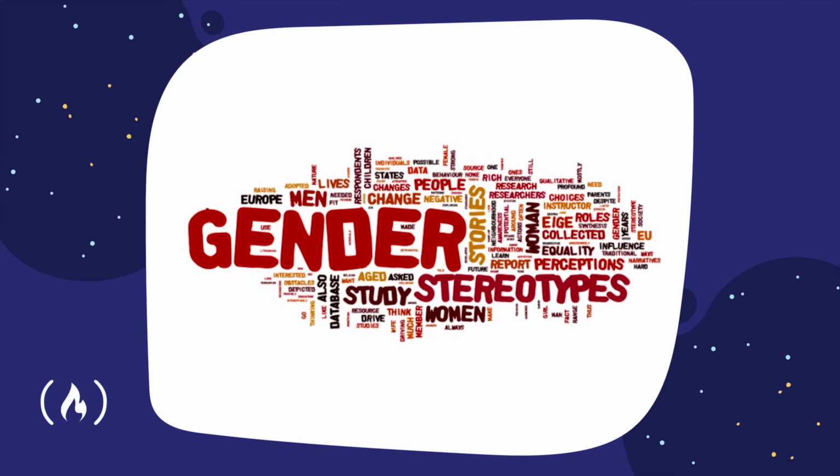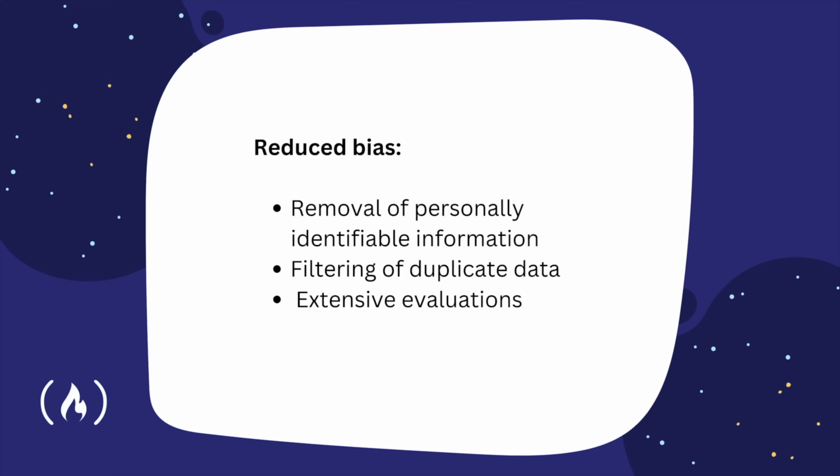PaLM 2, just like PaLM, its predecessor, also emphasizes safety in terms of responsible AI development. Google has taken measures to ensure that PaLM 2 is free from biases as much as possible and reduces harmful outputs. It's done this by the removal of personally identifiable information, filtering of duplicate data, and by performing extensive evaluations to measure potential harms and biases.